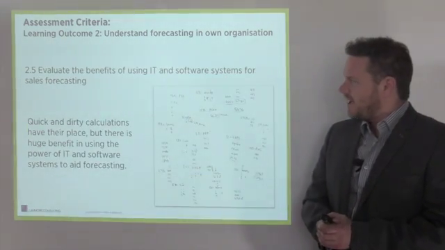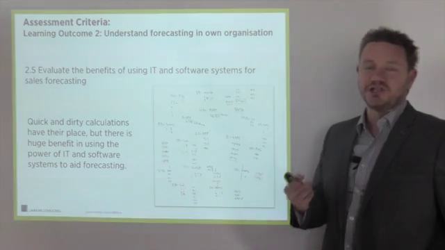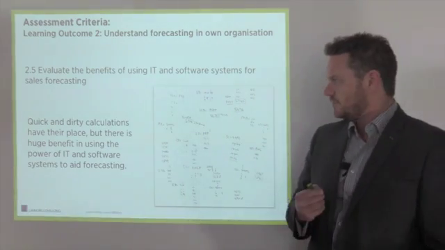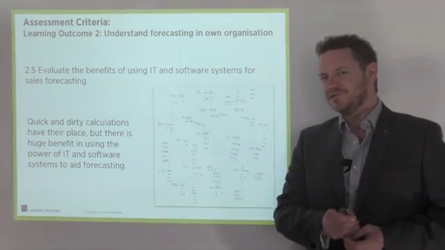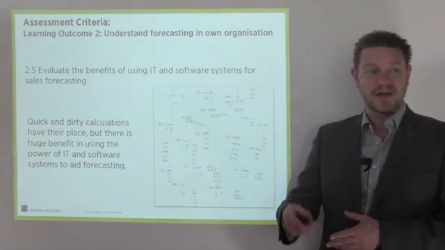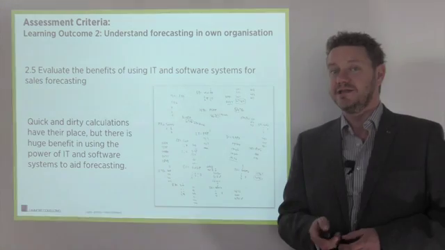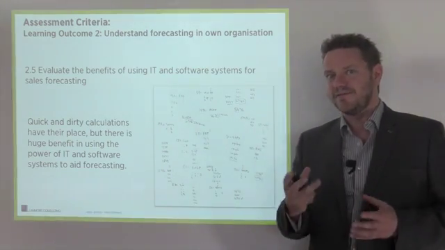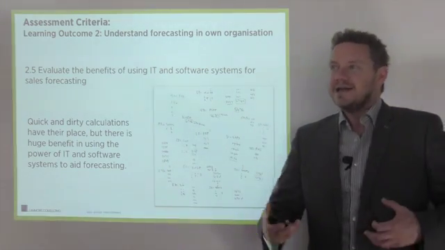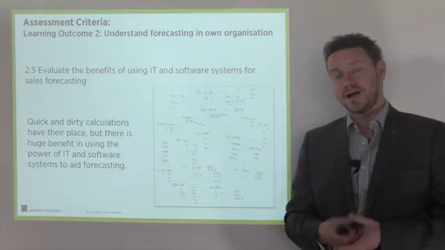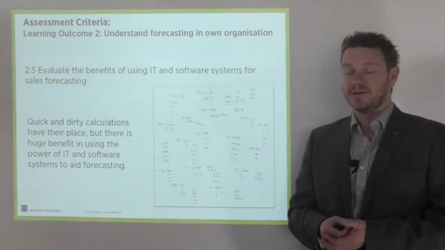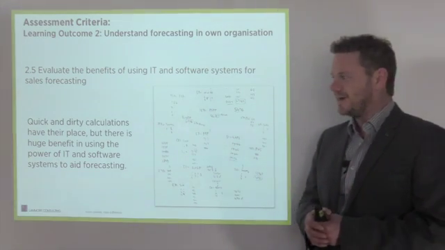Learning Outcome 2.5 is about using IT and technology to do a lot of this work for us. Quick and dirty, back of a cigarette packet type calculations. If you're as old as me, you'll remember doing this sort of stuff. They're great and they have their place, and they can be really useful. And that finger in the air can be a very powerful way of taking some of the qualitative information that we all gather about our customers and the future of our business. It can be really useful for doing that.